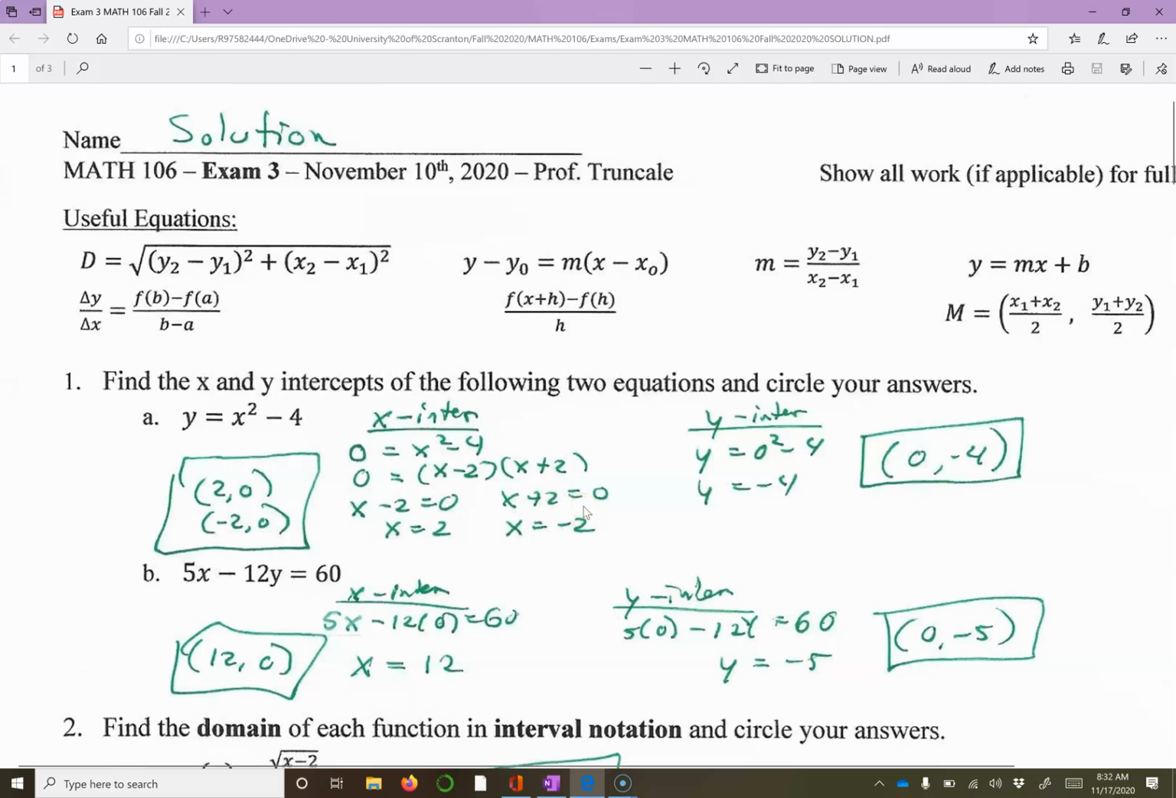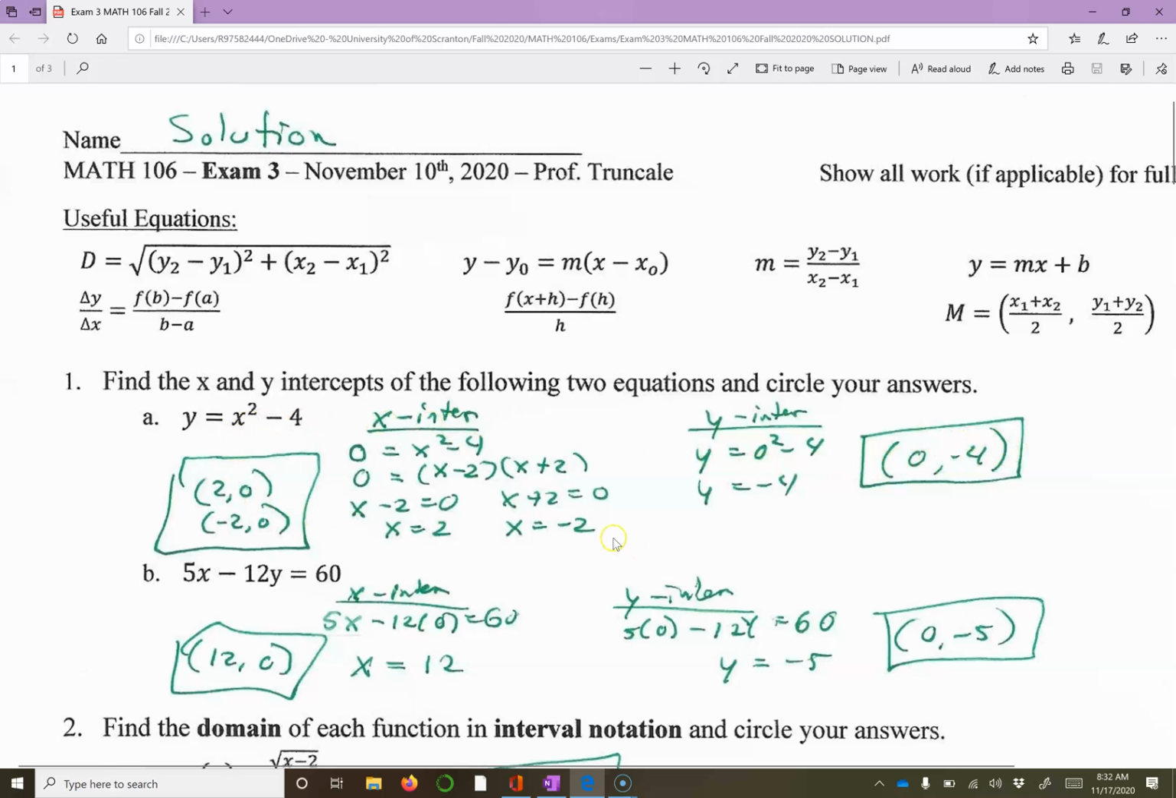So first question, I wanted you to figure out the x and y intercepts of the following two equations. This equation here, it's a quadratic polynomial, right? So you have x squared minus 4 is equal to y. So that's actually going to have two x-intercepts, right? Because if you plug in y as 0 and then solve for x, you get two values, 2 and negative 2. So the two intercepts are going to be (2, 0) and (negative 2, 0). And then for the y-intercept, you're only going to have 1 at (0, negative 4).